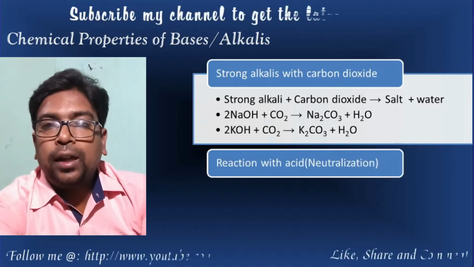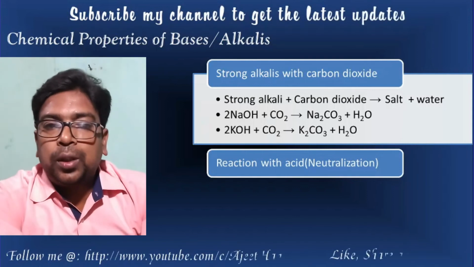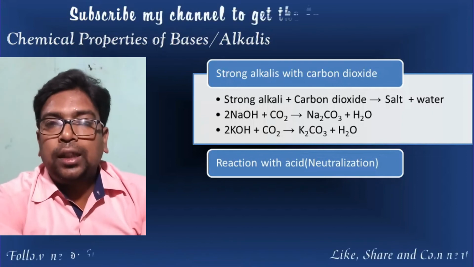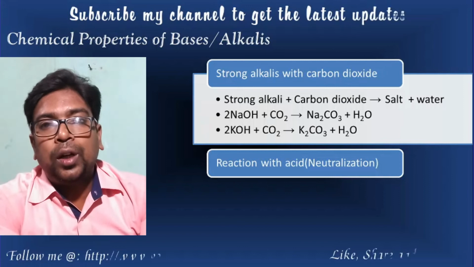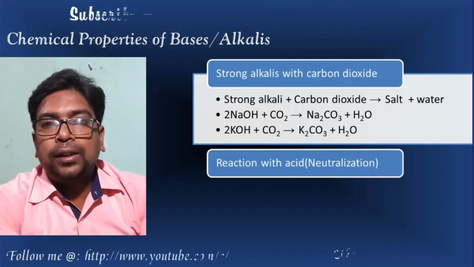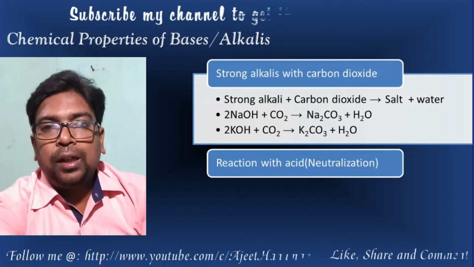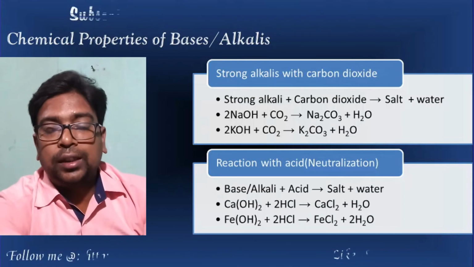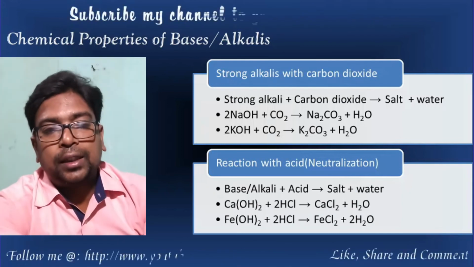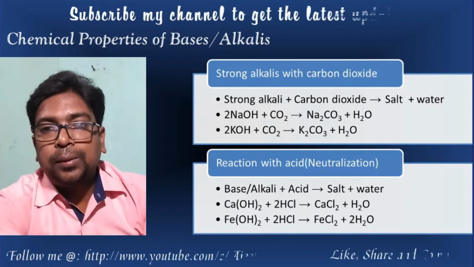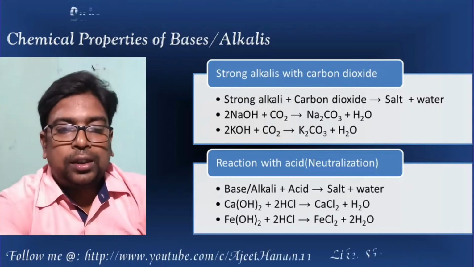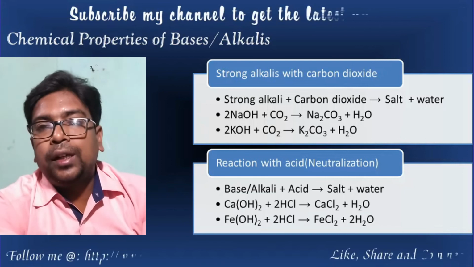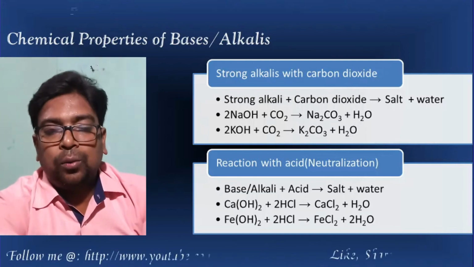The next chemical property we can discuss is the neutralization reaction. We will learn neutralization in detail in the next video, which I will upload, but here we will see that neutralization reaction means when bases or alkalis react with what? Acid, then they give salt and water. You can see here calcium hydroxide when reacting with HCl, hydrochloric acid, gives calcium chloride and water. Similarly, ferrous hydroxide Fe(OH)2 when reacting with hydrochloric acid gives ferrous chloride and water.